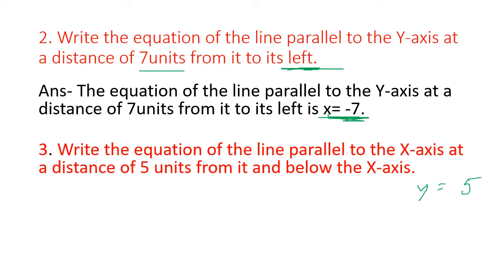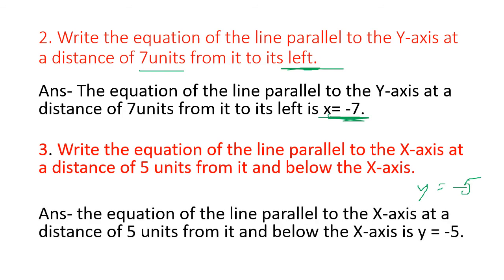Okay, we'll be having 5, but where is it? Below the x-axis. Below the x-axis means, see, below the x-axis, what do we have? The numbers are negative or positive? The numbers are negative, and hence we get our equation y is equal to minus 5. So we write down the sentence there. The equation of the line parallel to x-axis at a distance of 5 units from it and below the x-axis is y is equal to -5. Okay, so let us proceed towards the next question.